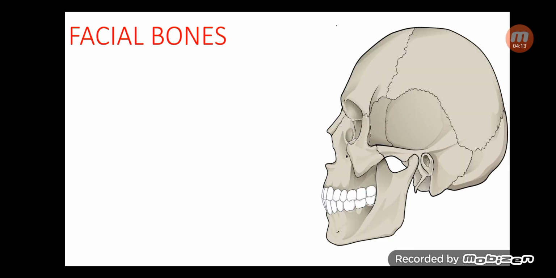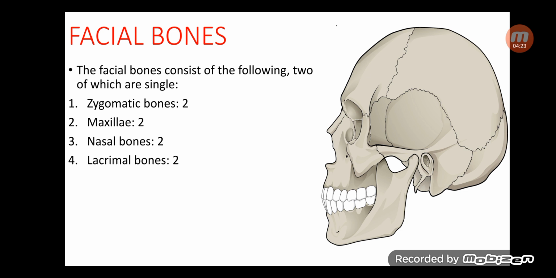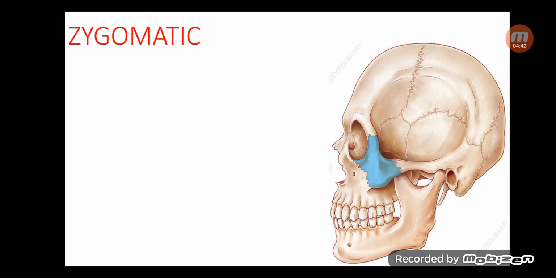Then coming towards the facial bones, as we know there are 14 facial bones, 2 of which are single. Zygomatic bone, that is paired; maxillary bone, that is paired; nasal bone, paired; lacrimal bone, paired; vomer is a single bone in the facial bones; palatine bone, paired; inferior conchae, paired; and mandible is a single bone. So there are two paired bones in the cranial bones and two single bones in the facial bones, and the single bones in the facial bones are vomer and mandible.